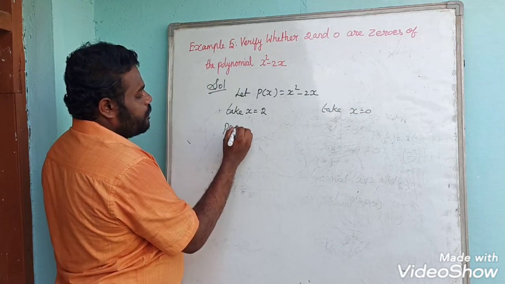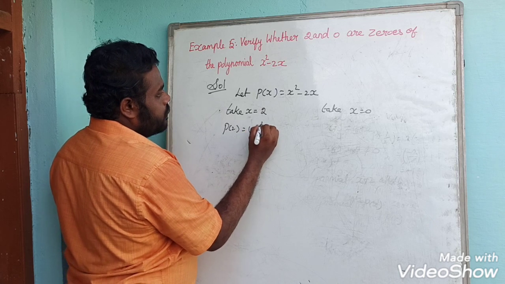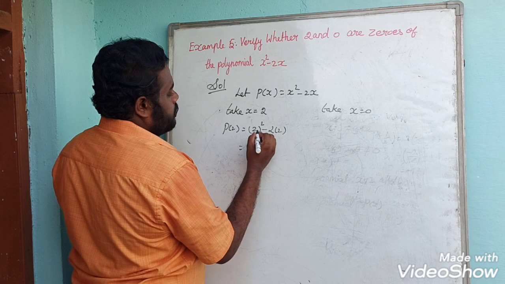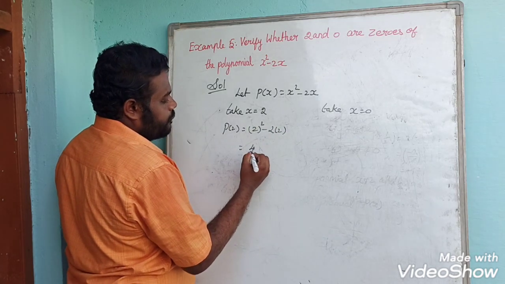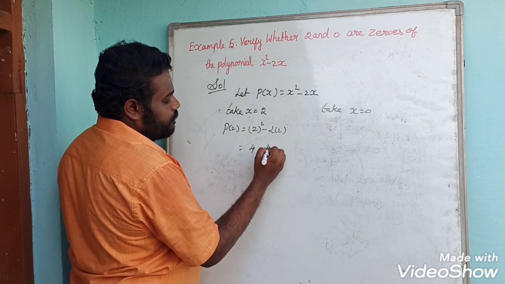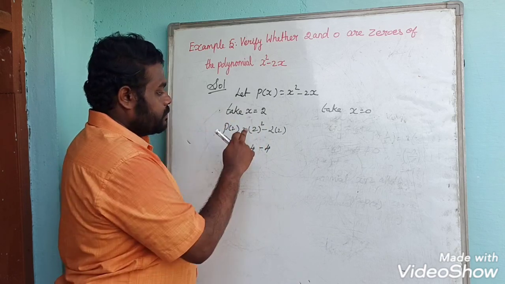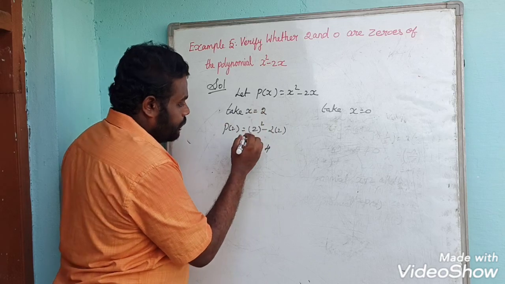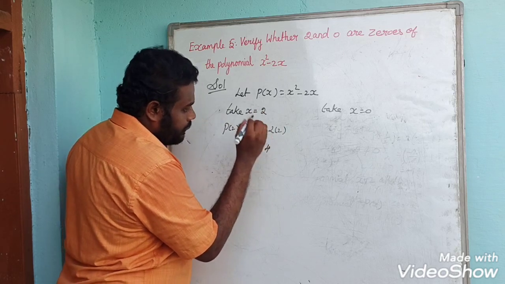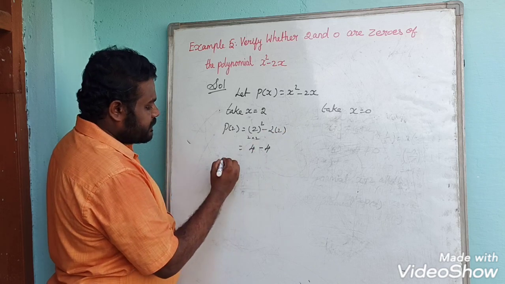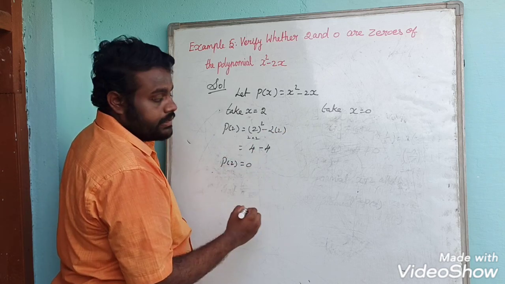So P of 2 equal to 2 whole square minus 2 into 2. So 2 whole square, that means 2 2s are 4, minus 2 2s are 4. So 2 square in the sense we have to multiply 2 into itself twice. So 2 square, 2 into 2. So 4. So 4 minus 4, P of 2 equal to 0.